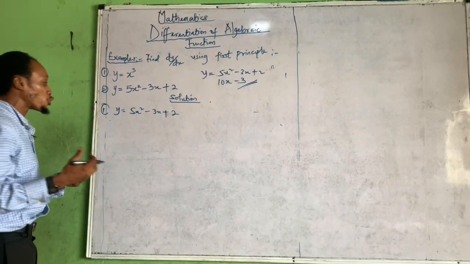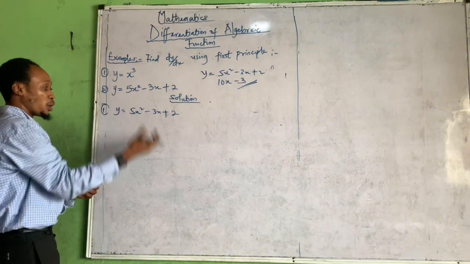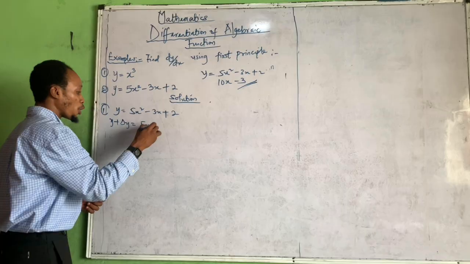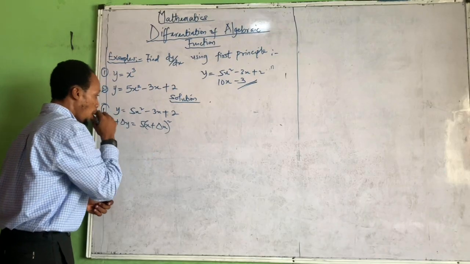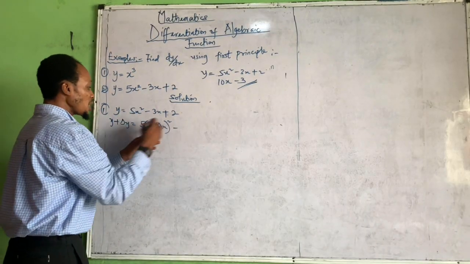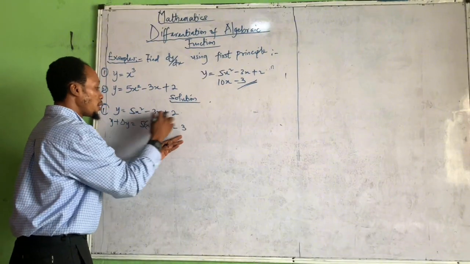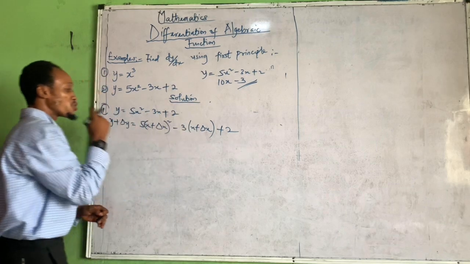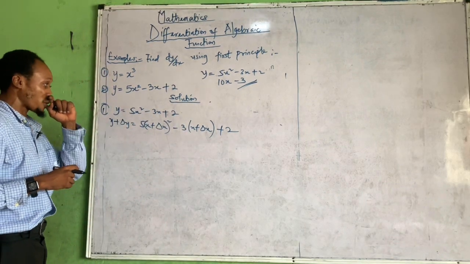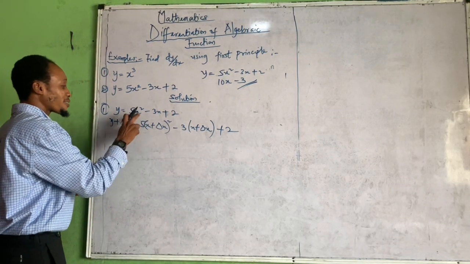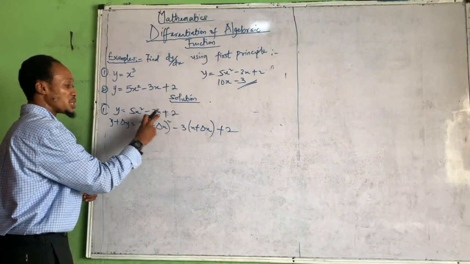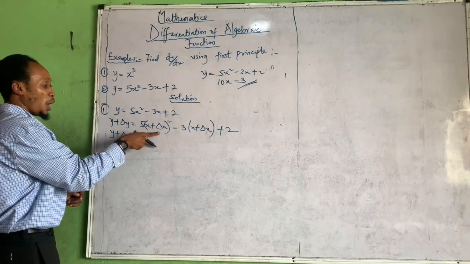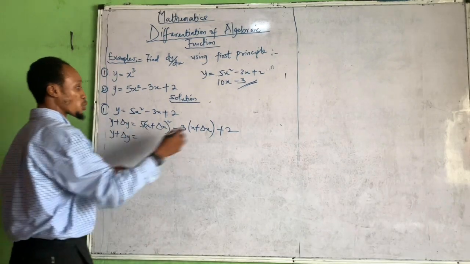I said the first thing we're going to do is to attach delta y and delta x to both sides. So y plus delta y equals 5 times (x plus delta x) all squared. That's for this. Then minus 3, attach delta x to this, then plus 2. 2 is not having delta x, so we are not attaching delta x to 2. Now we have attached delta x to this, we have attached delta x to this, then your 2 is standing alone. So we have y plus delta y equals, now this one again is in 2 places. We've done it before, but let's quickly look at it again.